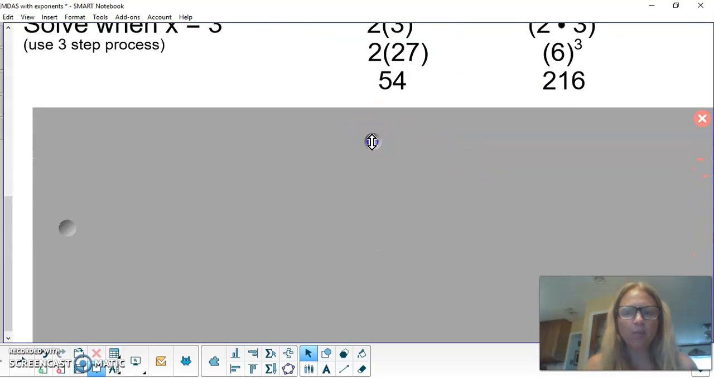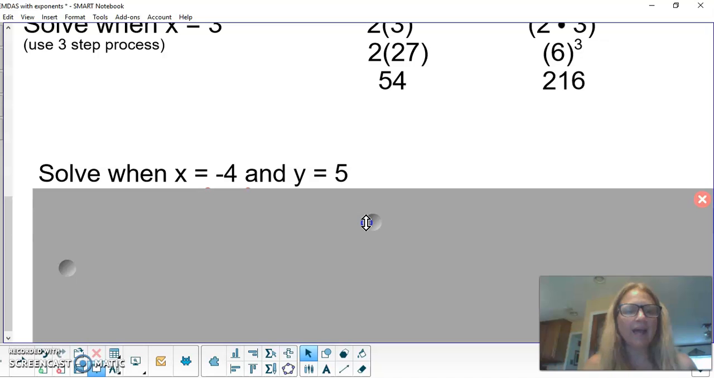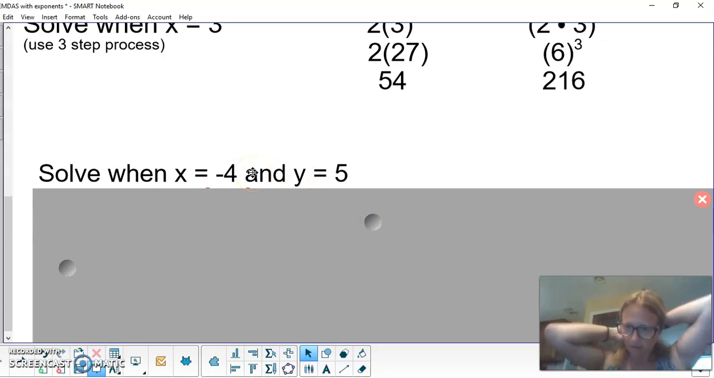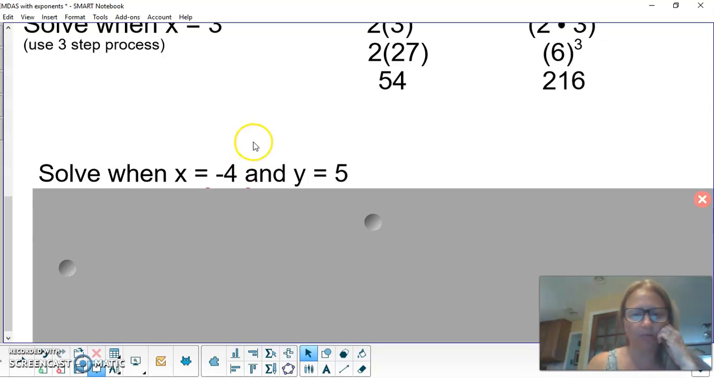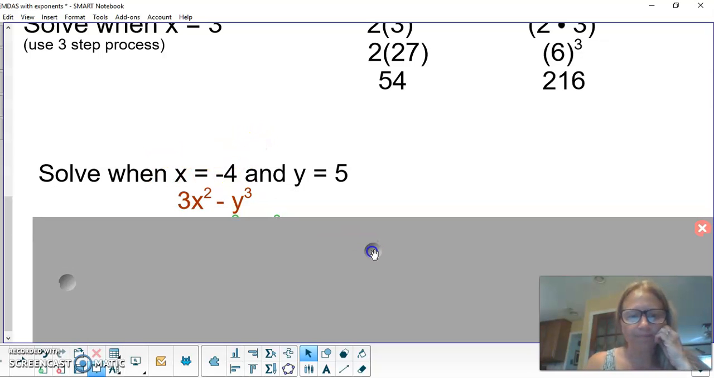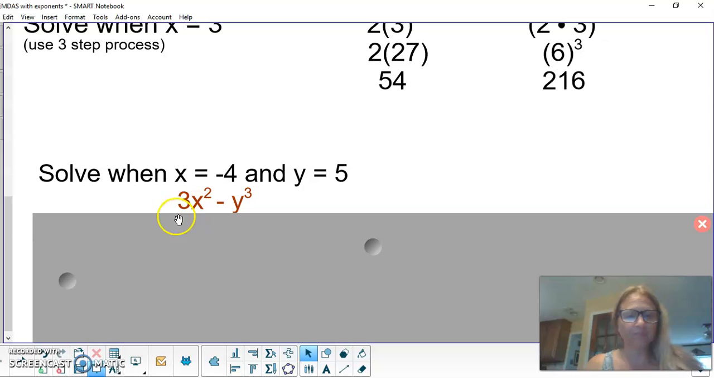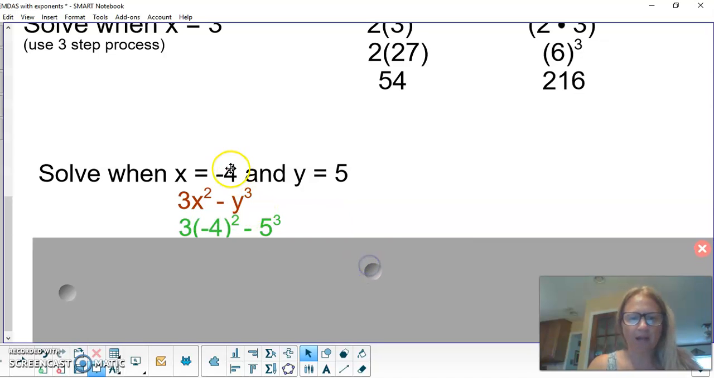Okay, let's try one more. So now we're going to throw in a negative. So again, hang on with me, guys, okay? And then you'll have your own problems to do, but just bear with me here. So here's our problem. So we're getting a little crazy here. So now we have 3 times x squared minus y to the 3rd. So step 1, plug them in. So that's what it looks like. I put in -4 for x, 5 for y, brought everything else down.